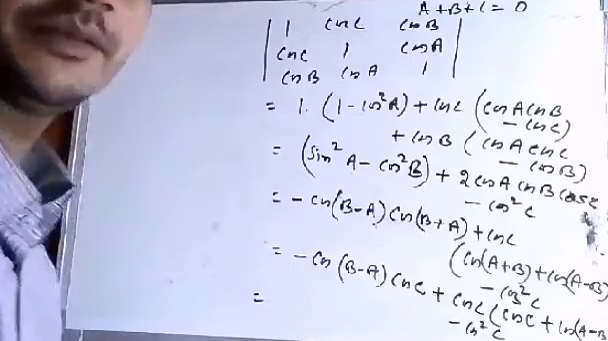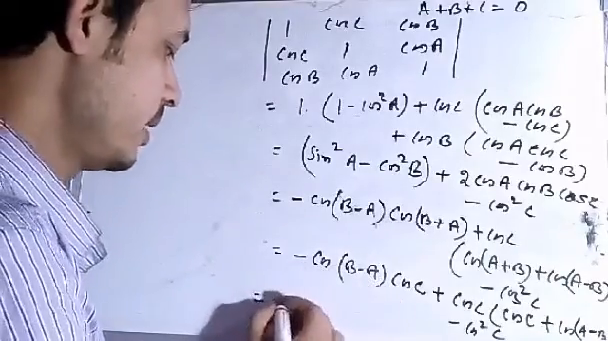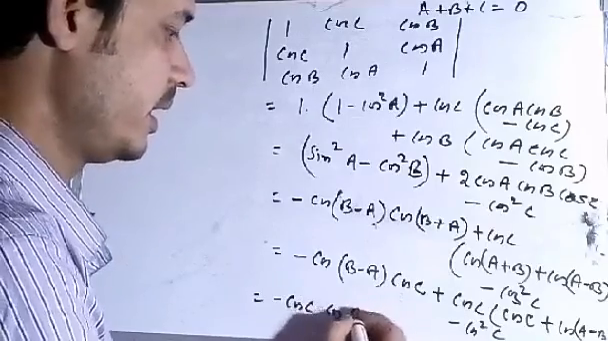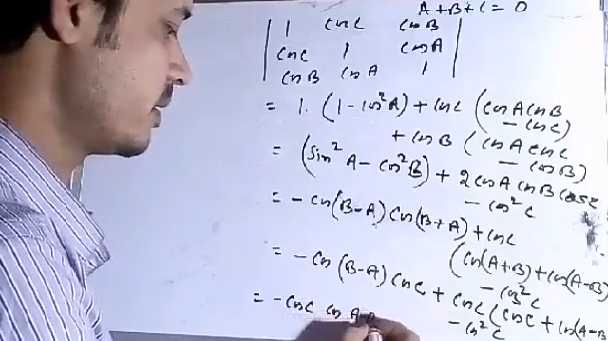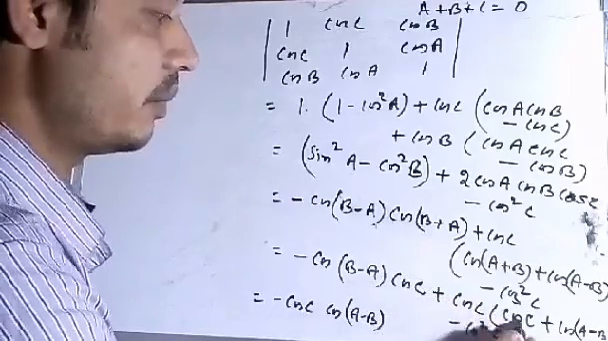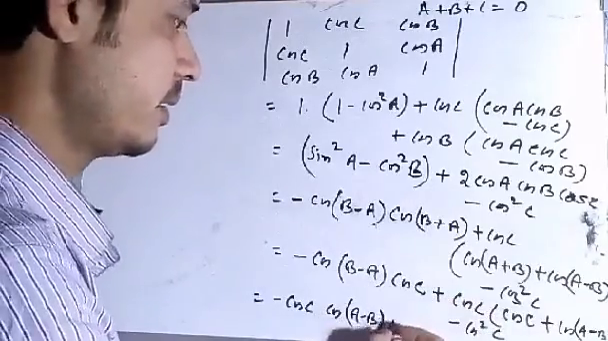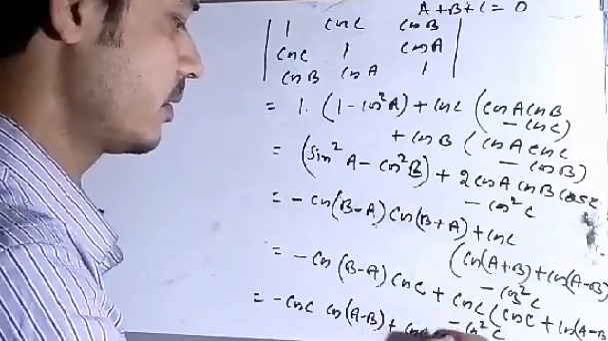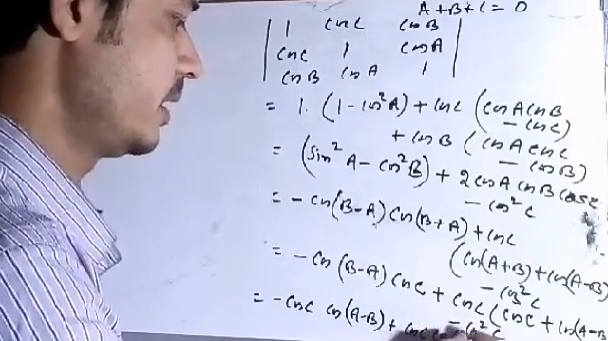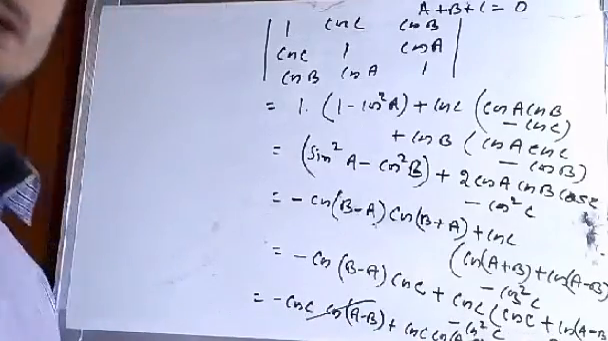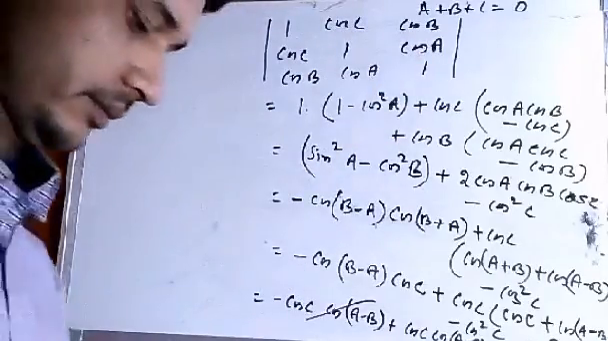So next step we have, this equals minus cos c cos (a minus b). We can write a minus b or b minus a because cos of minus theta is cos theta. Now plus cos square c minus cos square c gets cancelled out. So we have plus cos c cos (a minus b), and these two terms get cancelled out, so the value of the determinant equals 0. So the value of the determinant is 0. Let's proceed to the next sum.